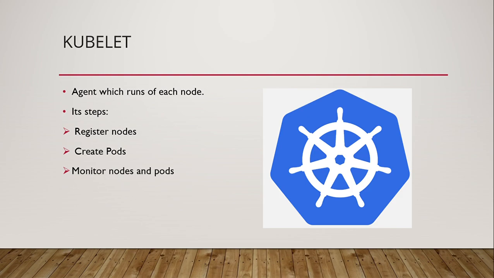Kubelet is a component of the worker node. This acts as an agent and runs on every node in the cluster. Its steps are: it first registers the node, it creates the pod, and it monitors both node and pod with the help of the API server. As I told, the API server is the primary component for all the orchestration operations happening in the cluster. So it interacts with the Kube API server, gets the instructions from it, and gives all the details to it, such as registering nodes in the cluster, creating pods on the cluster, and monitoring these pods and nodes.